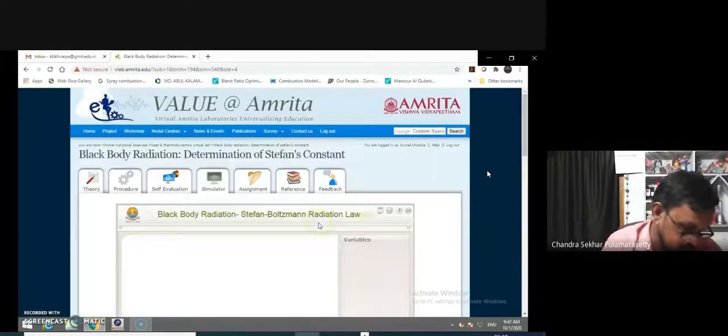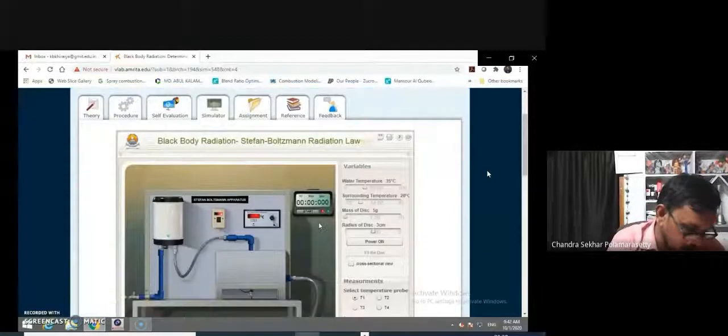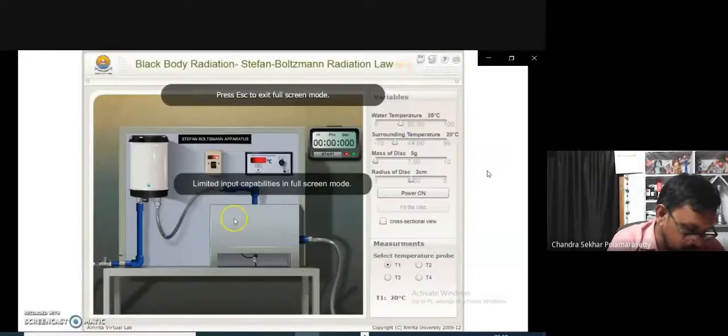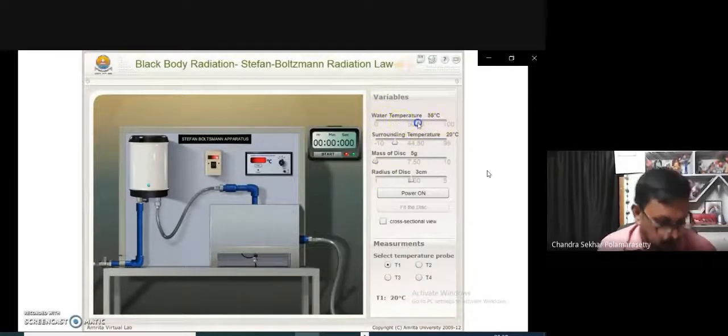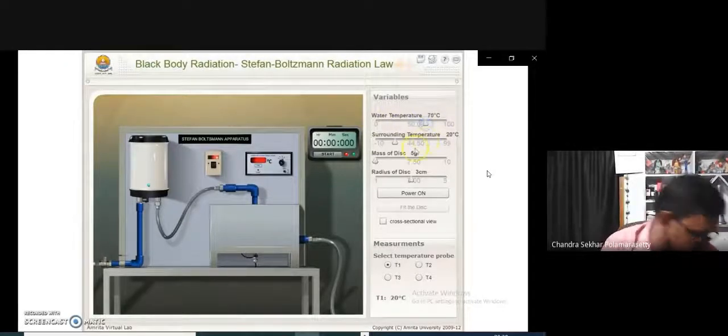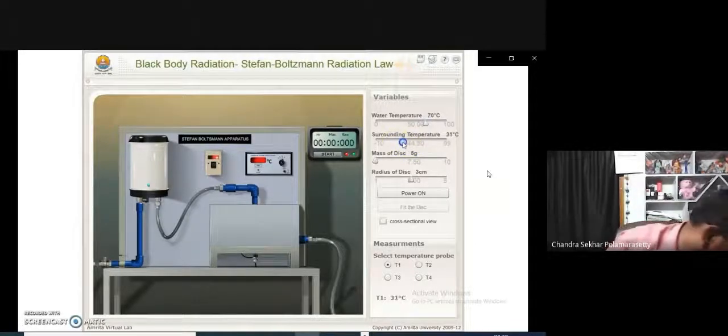So now we go to the next step, that is the self-evaluation. Students, whenever you are going to perform the practical, before the simulator, you need to check your knowledge using these self-evaluation sections. So now we directly move towards the simulator. I just log in using my Google account. You can also do the same when you are going to perform.